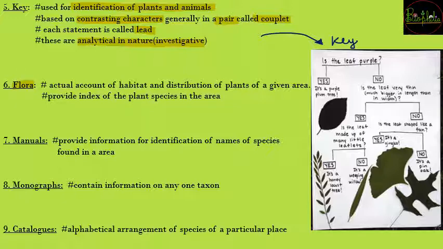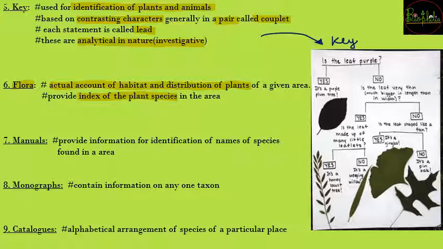The sixth taxonomic aid is going to be flora. Flora क्या होता है? That is going to give you an actual account of the habitat and distribution of the plants. Particular area में कौन से plant कौन से particular zone में है या how they are distributed, all that information is going to be provided in the flora. Now that is also going to provide you the index of the plant species, और सारे species के नाम and number is going to be provided inside the flora.